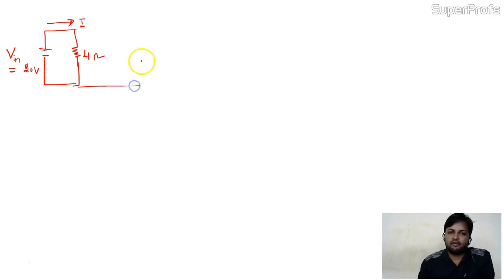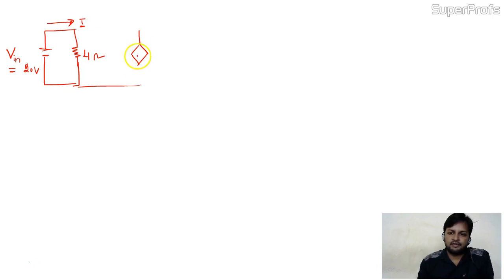In the given circuit I have a 4 ohm resistance and a battery, the input V in, whose value is given as 20 volt. In this, current I1 is flowing. This circuit is connected further.